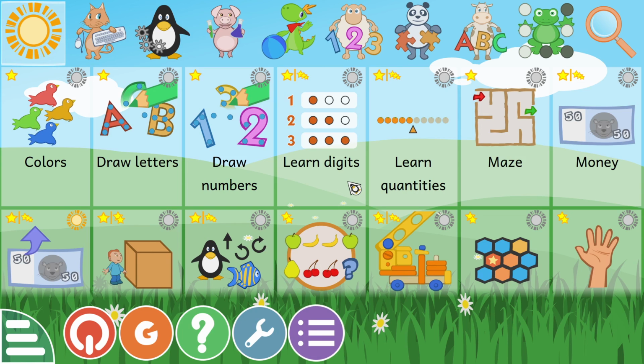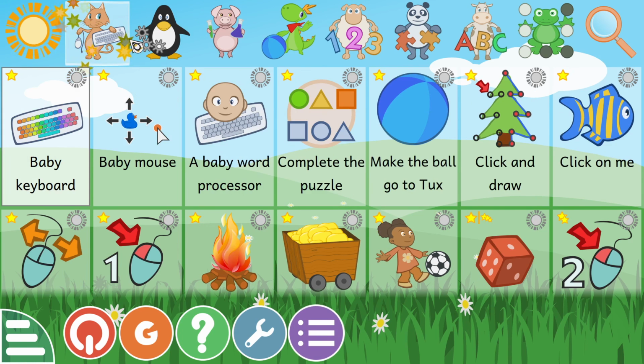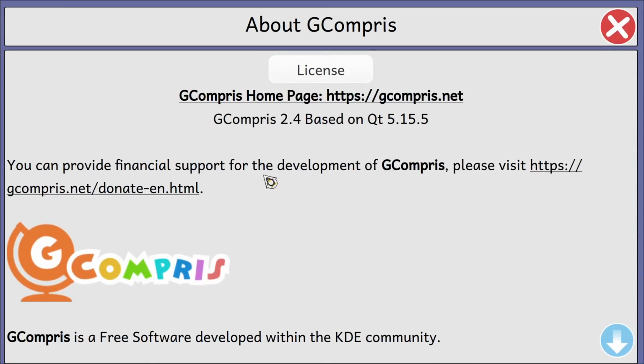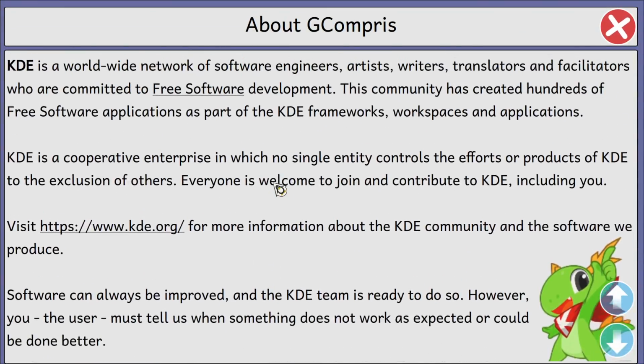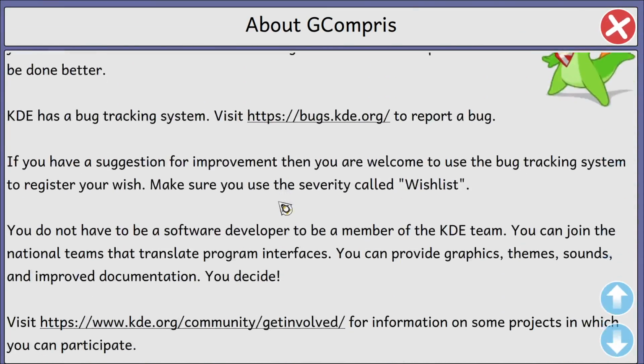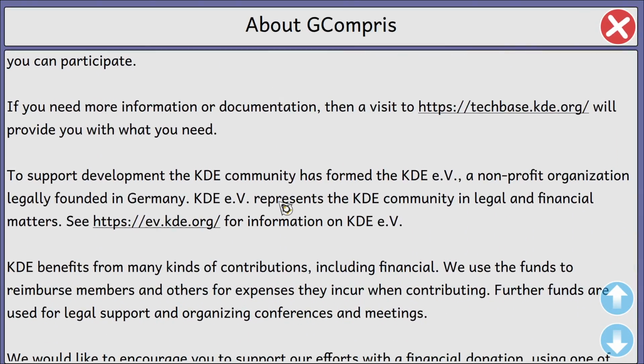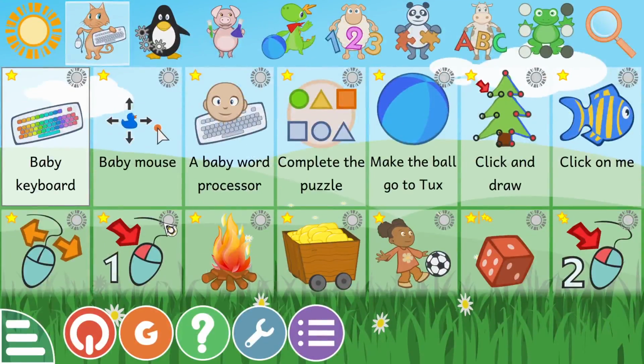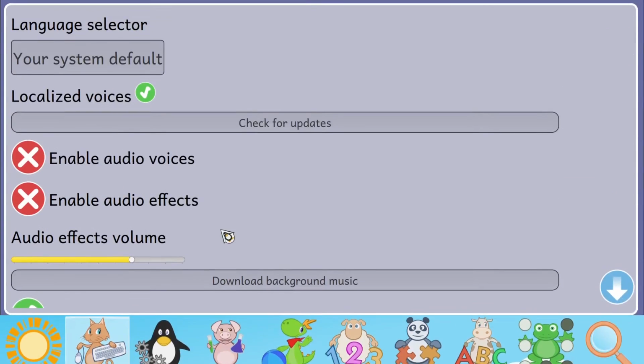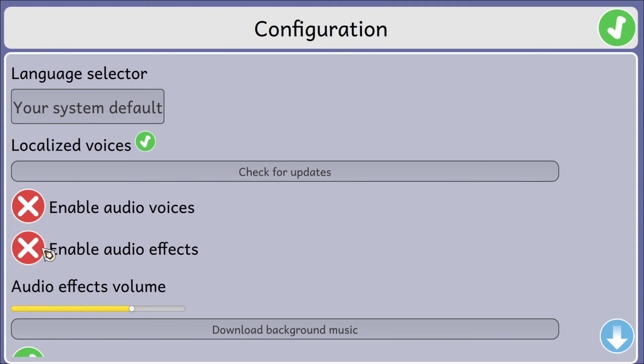So there's a lot more to this program. I highly recommend it. I think they're saying it's for ages about 2 to 10, but I think it's a great tool for people looking to learn English. Now, in this video I've avoided using the pronunciation. You can go into the settings and you can turn on audio, voices, and effects.